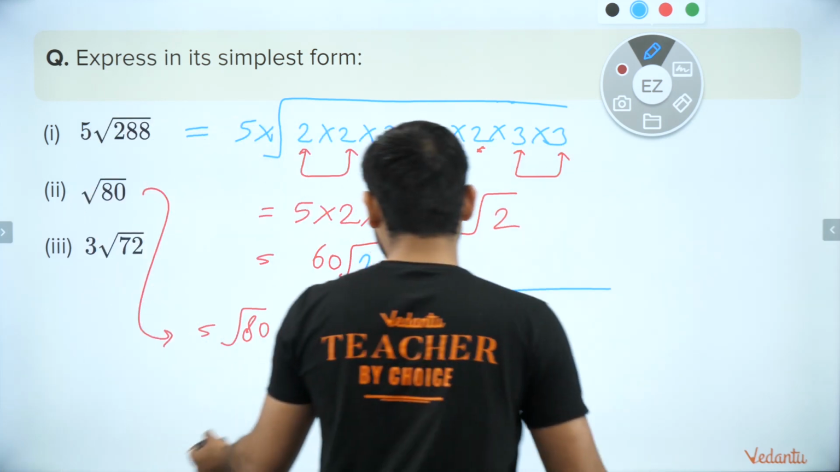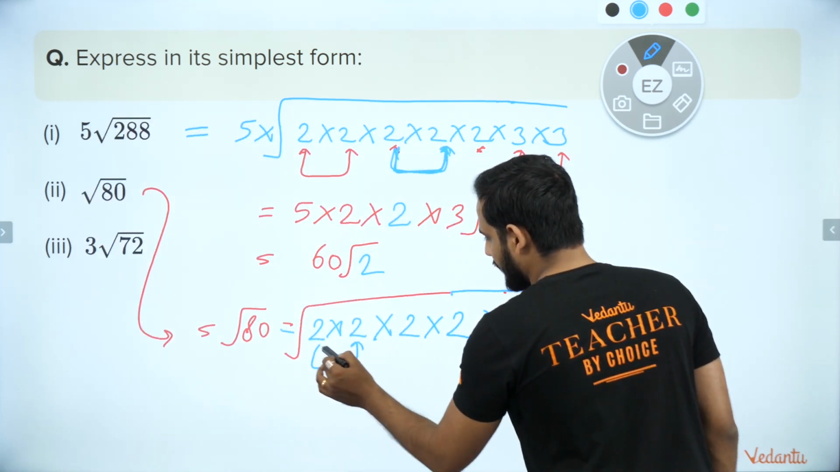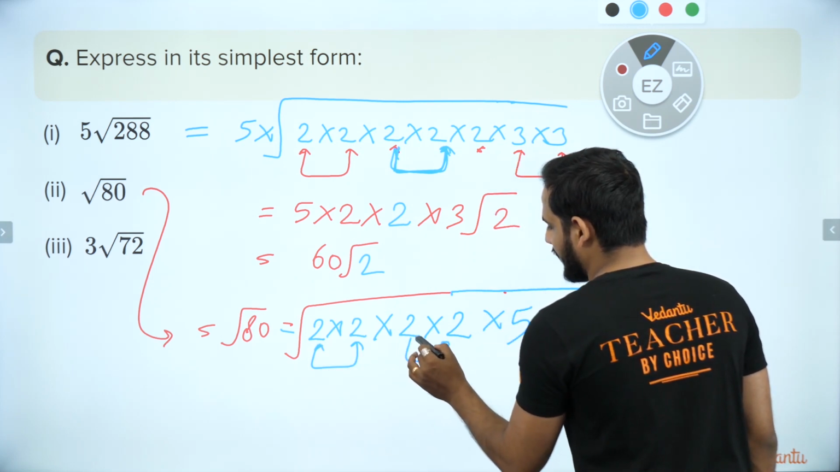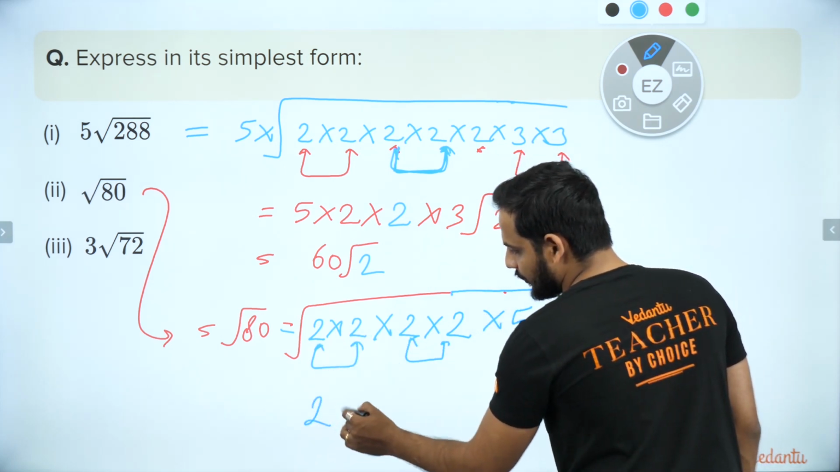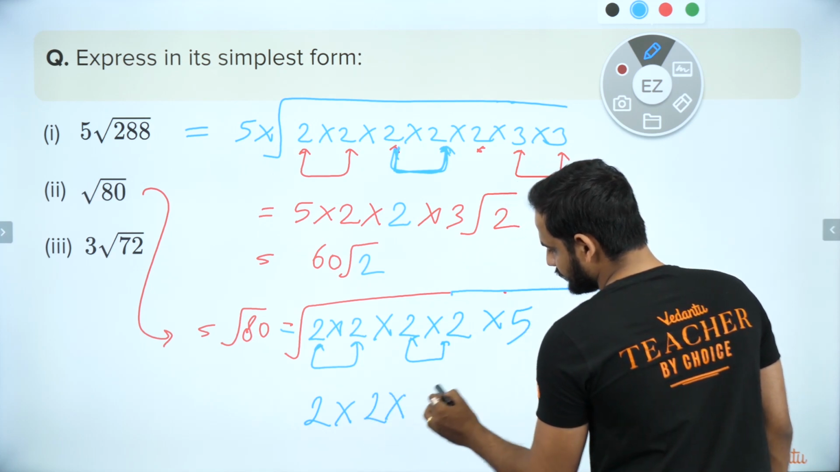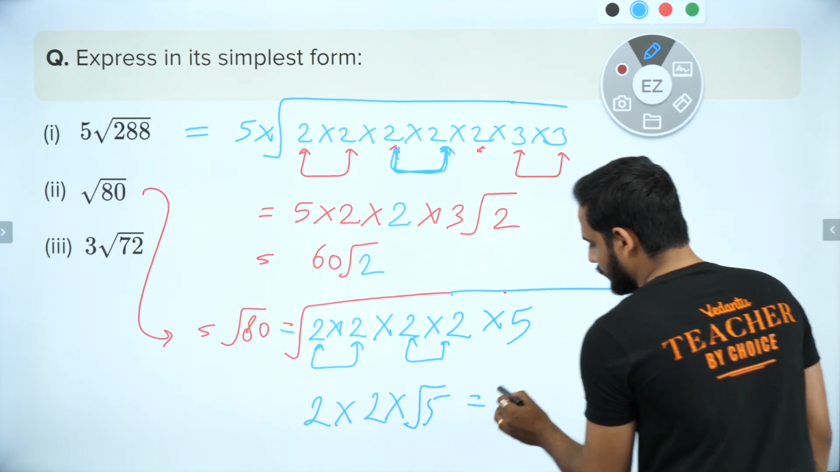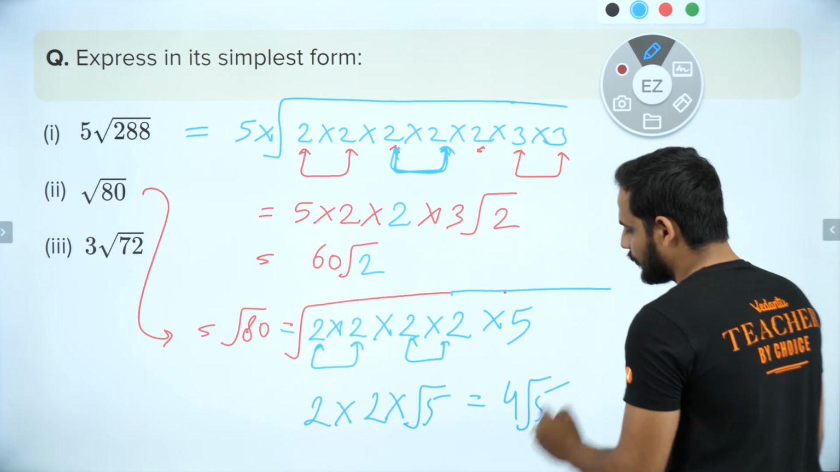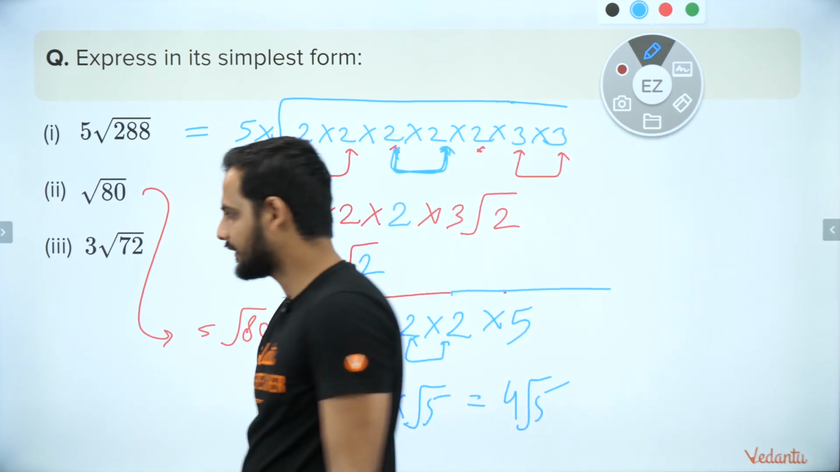This is square root. So take them out in the pair of 2. One pair. Second pair, 5 will not make any pair. So from this one pair, 1, 2. From this one pair, 1, 2 into 5 inside under root. So what you got? 4 root 5. As simple as that. 3 root 72.